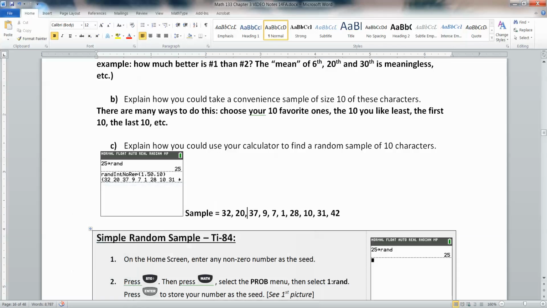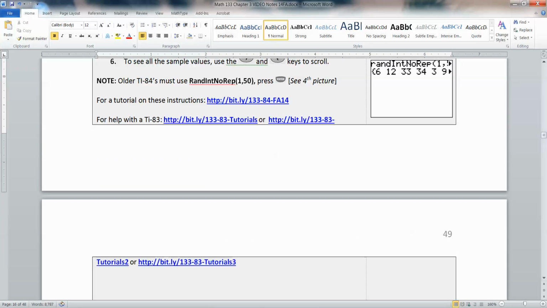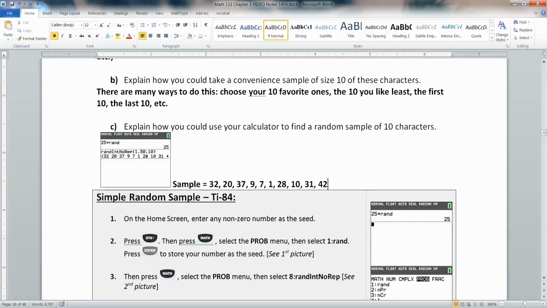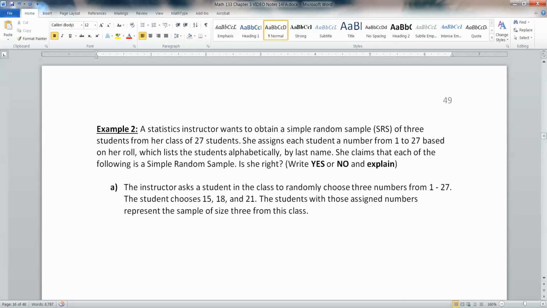Okay, so that's how to do that with the calculator, either both the color or the non-color. Either one you can manage it with. All right, we're done with that.